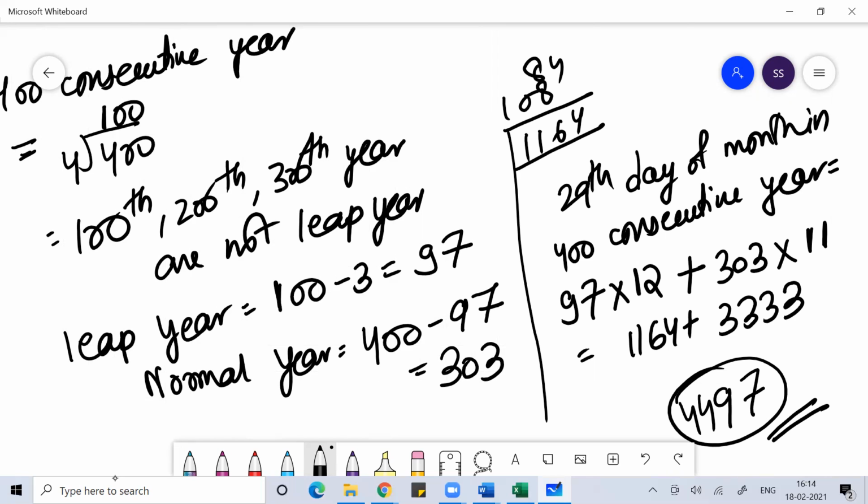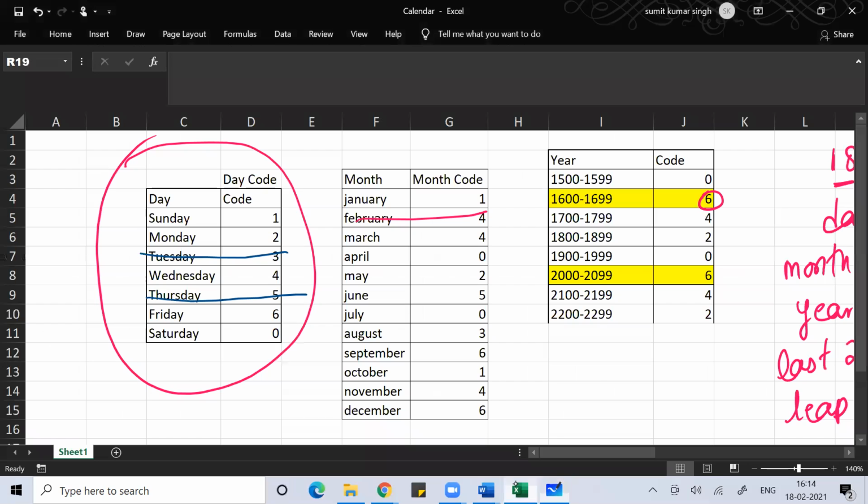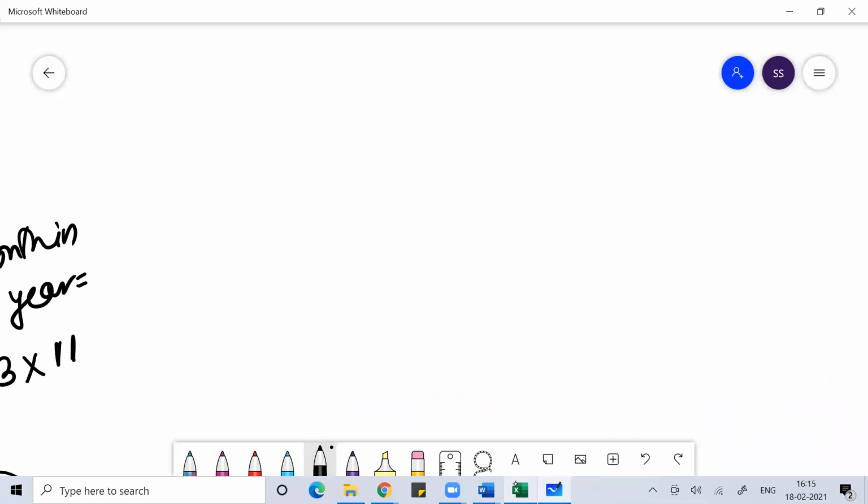Now, I told you the shortcut way to solve the calendar problem, where you have to remember a few aspects before you solve the problem. If you remember these aspects, you can get the answer very easily. But before this shortcut, there are logical ways to get the answer. So you can get the answer logically also.